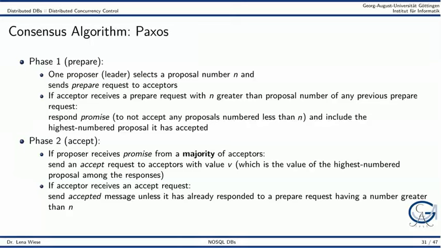The acceptors having received an accept request can return an accepted message. However, acceptors will only send an accepted message if they did not respond with a promise message to a prepare request that has a greater proposal number than the one received in the accept request.